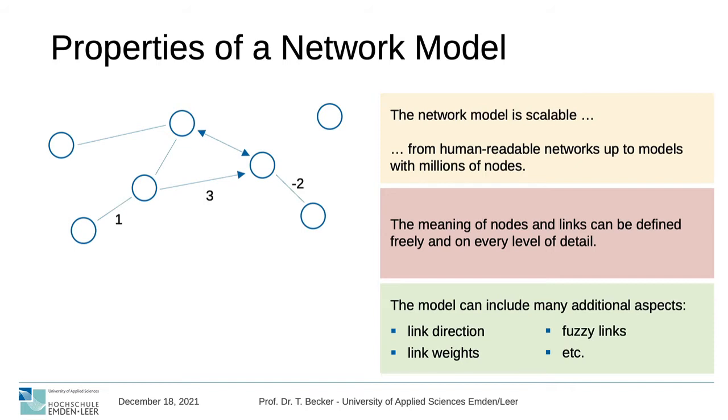And you can even go beyond that, not just take regular numbers, but you can also create fuzzy links by using probabilities of whether links exist or not. So there are many, many different possibilities to enhance your model and to tailor it to the needs and to the type of real-world phenomenon that you want to describe.